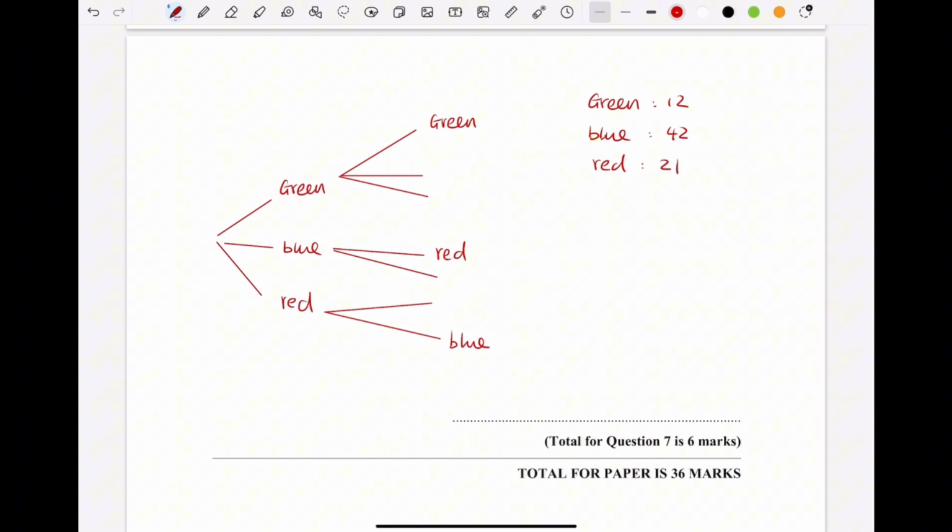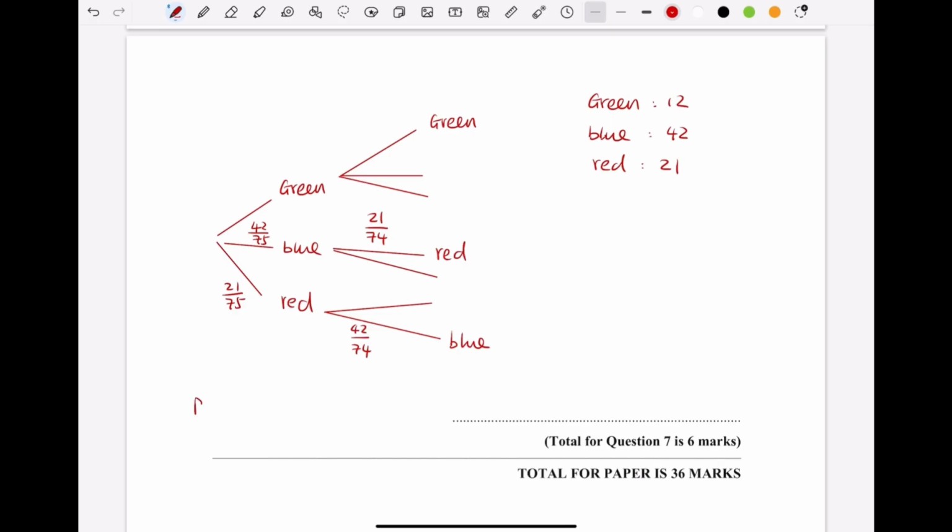Now we want to work out the probability of getting 1 blue and 1 red. So the probability of getting the first blue sweet is 42 over 75. Because I picked out 1 sweet already, there will be 74 sweets left. The probability of getting a red, given that the first one is blue, is going to be 21 over 74. The probability of getting a blue, given that the first one is red, is going to be 42 over 74.